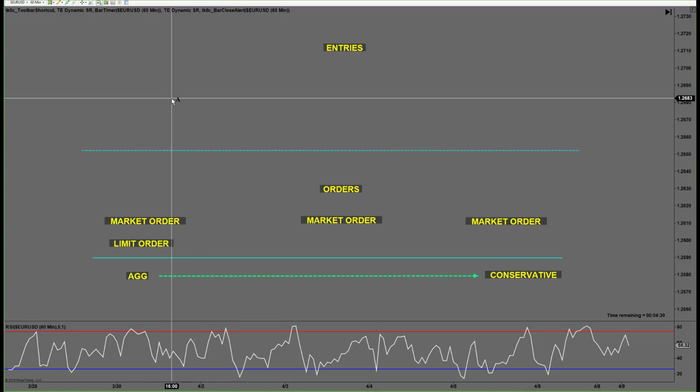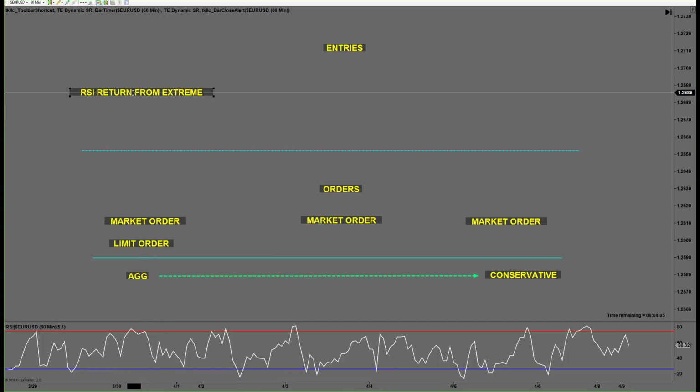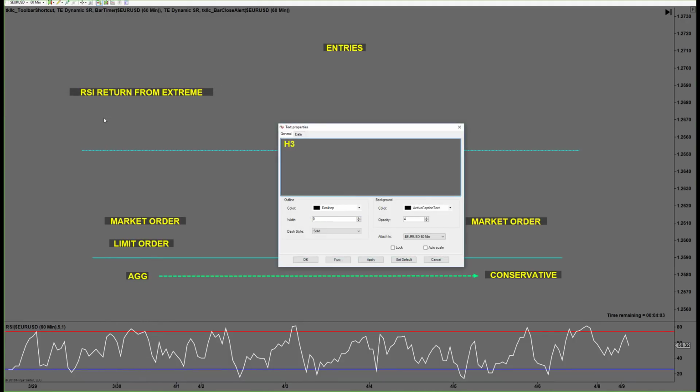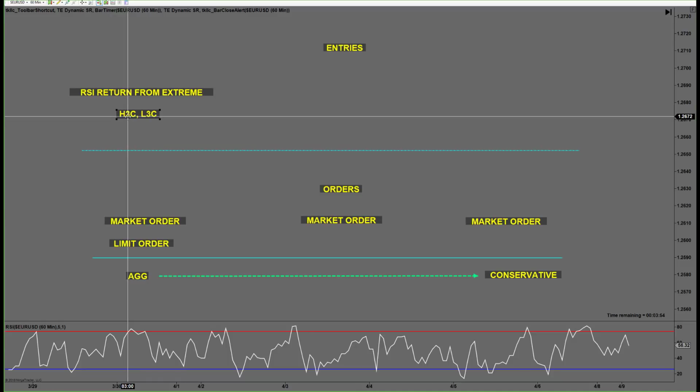So then as far as entries, what do we have? Well, we've talked about RSI return signal, right? Where the candle closes, RSI is at an extreme condition, overbought or oversold. As the next candle closes, doesn't matter which one, just one that happens, RSI then returns back from extreme. So we've talked about that. So that's one way. Higher high, higher close, right? H3C, L3C, from the NTO course for Syndicate: higher high, higher close, lower low, lower close. Those are aggressive types of entries.